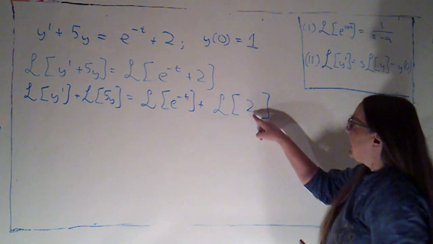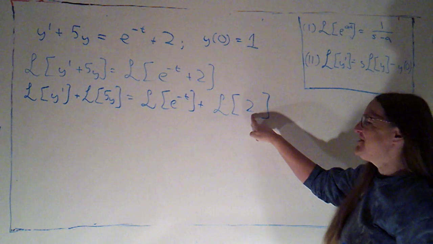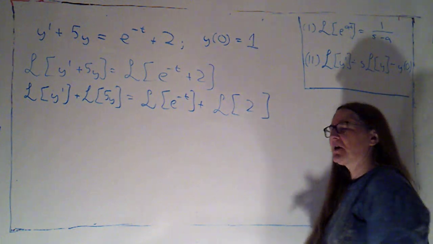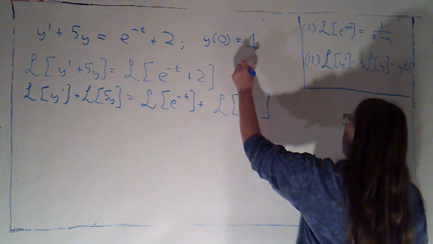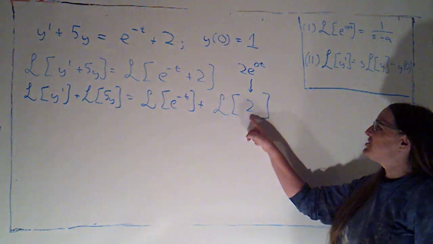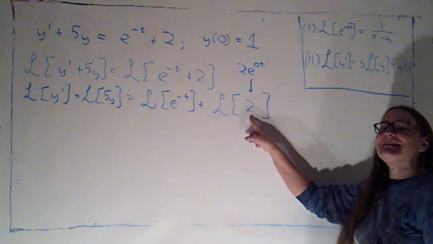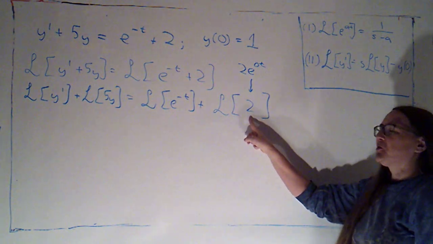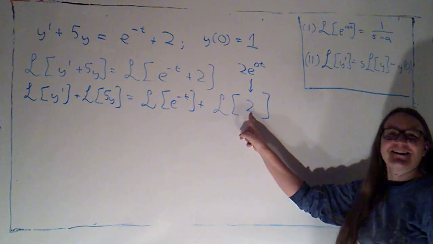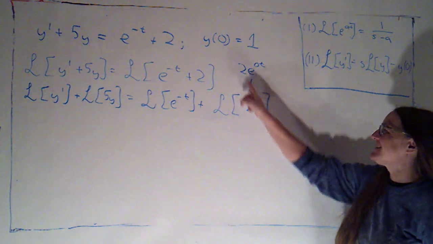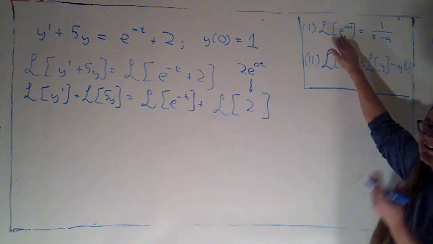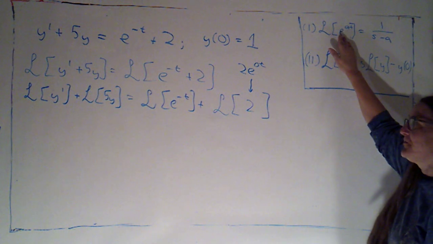Okay. And this 2 is kind of interesting. You might be thinking, oh, I don't think she's told us what to do with constants yet. But I have, because 2 is the same thing as 2 copies of e to the 0 times t. It's a really cheap trick, but you gotta know it and you gotta use it every time you've got a constant. Rewrite that constant as that constant times e to the 0t, and then you've got an e to the at where your a is just 0.